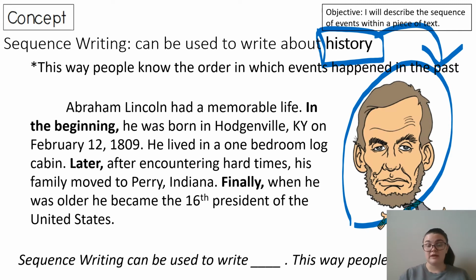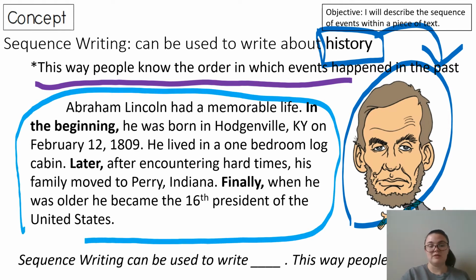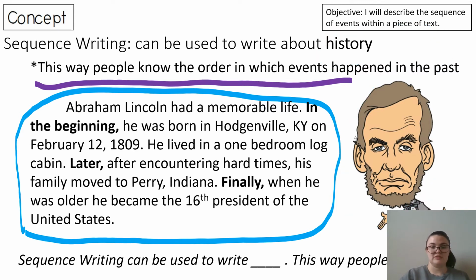So we read about Abraham Lincoln still because he's a part of our past, and we read about what he's done to help us understand the order in which things happened in our past. Okay, so I'll read you this next paragraph about Abraham Lincoln. And as I read, I want you to be thinking about the transition words that are used in this passage.